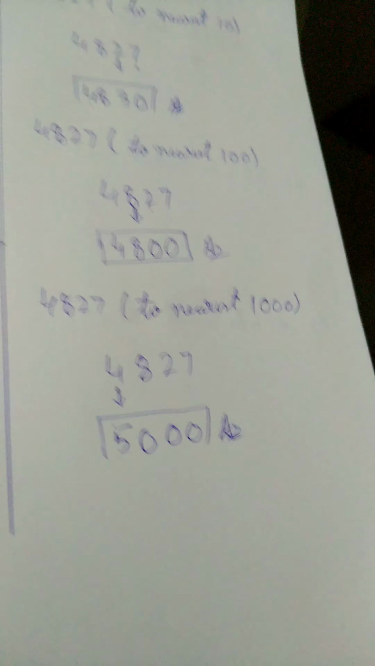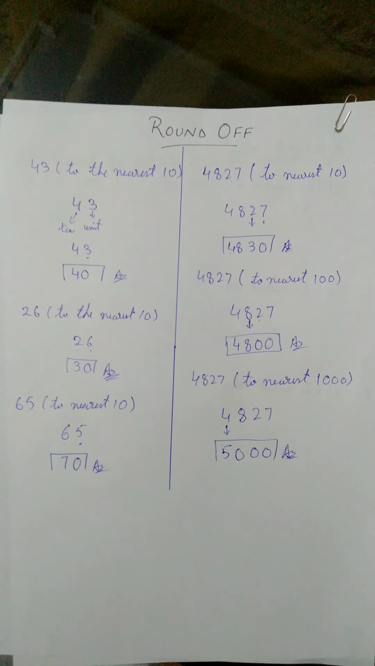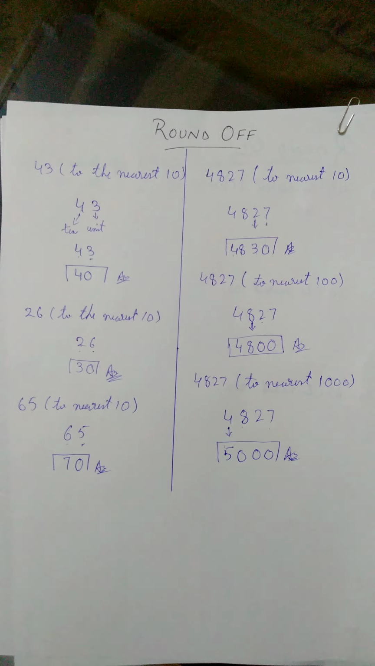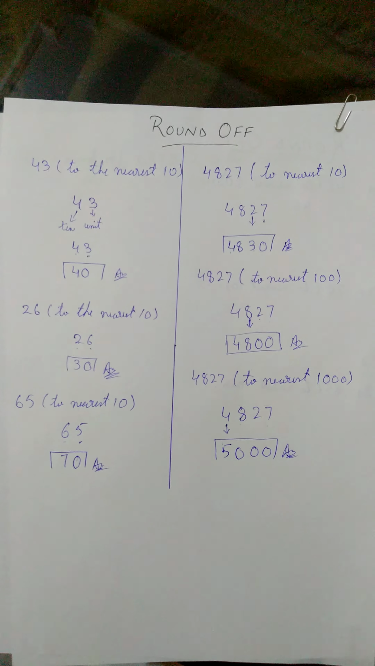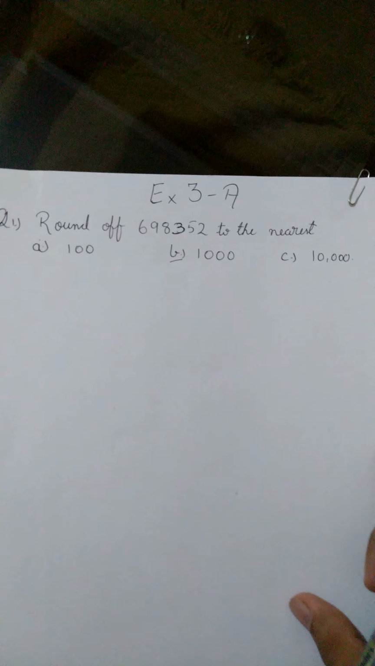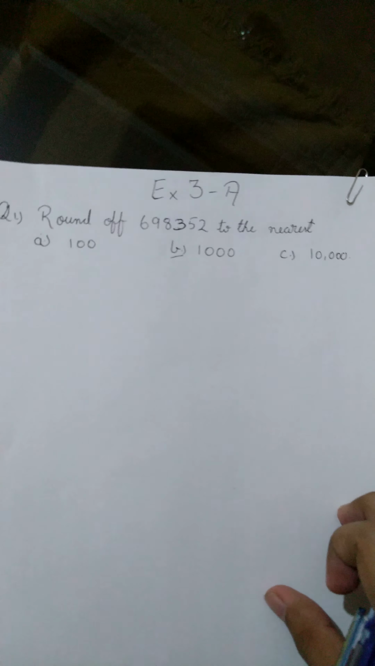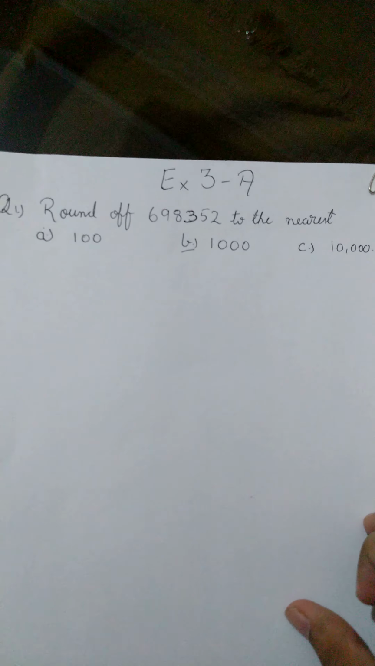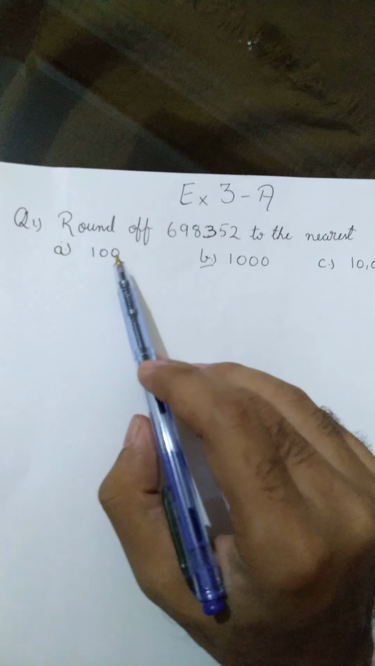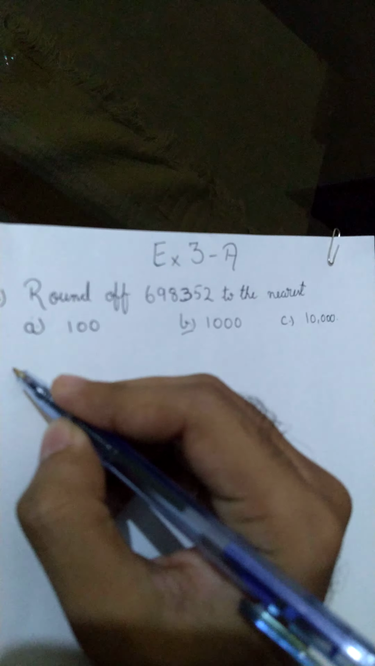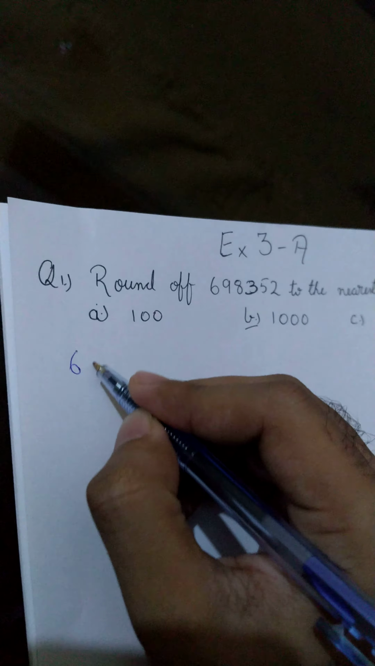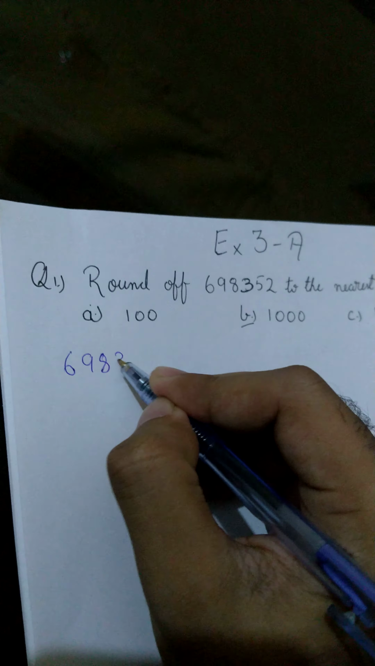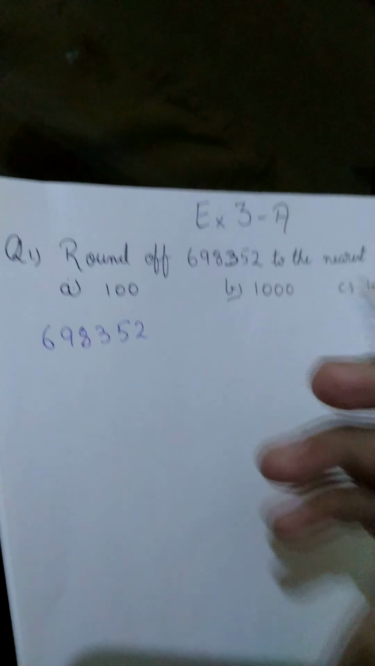This is my answer. Okay, so we have done a little bit of practice here to understand how rounding off works. I think now we will be able to solve the questions of exercise 3A. Exercise 3A, question number 1: round off this number, in the first part, to the nearest 100. So I will write this number again to identify the places first. 698352.